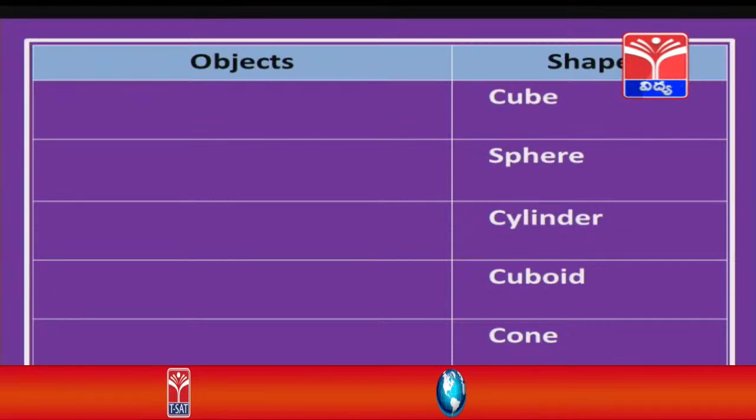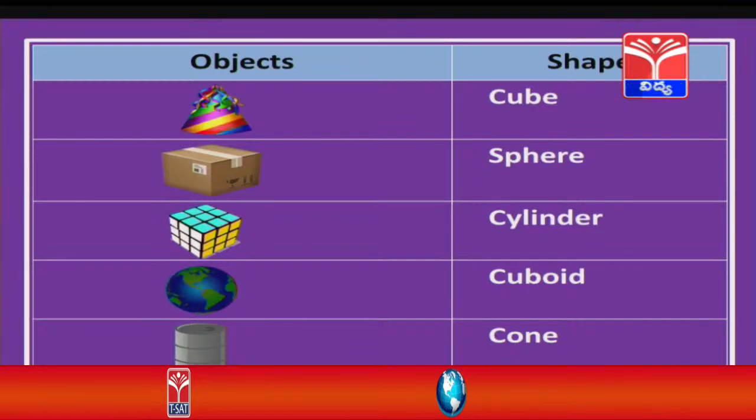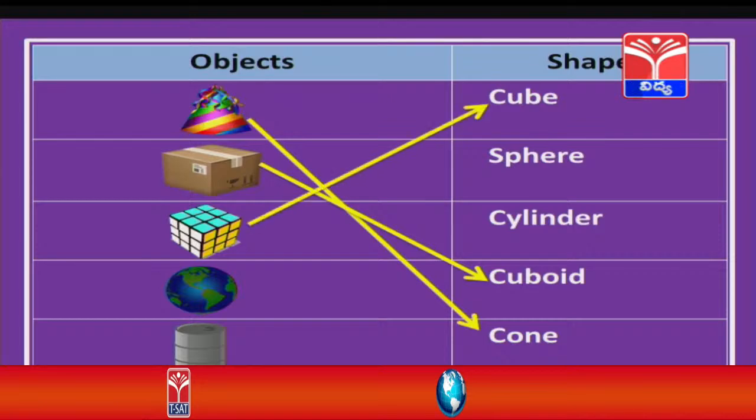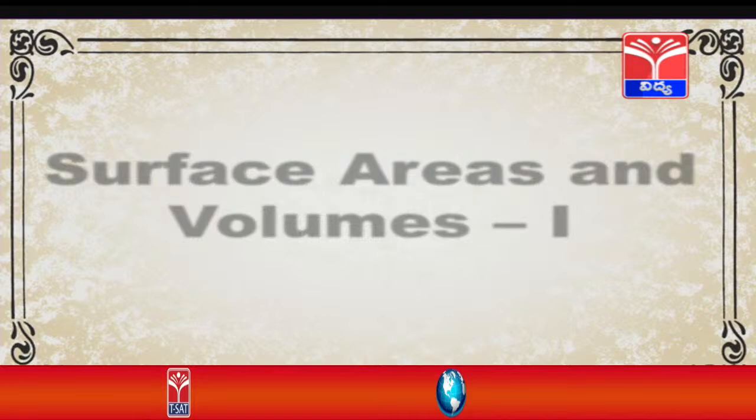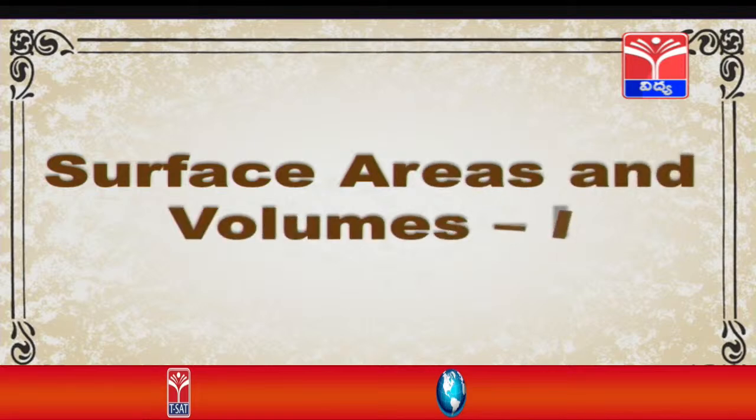So let us start with a small recapitulation, children. You can see the objects shown on your screen. Now can you identify these objects, the shape which they have? Let's see. The first one is cone, that's right. What about the second one? Yes, it's a cuboid. The third one is a cube, whereas the fourth one is a sphere. And what about the last one, children? Yes, it's a cylinder. So children, in our today's session, we are going to learn about surface areas and volumes.